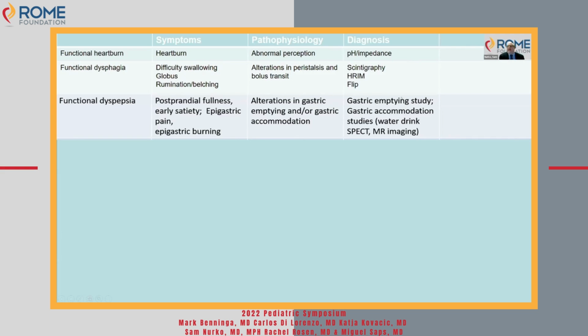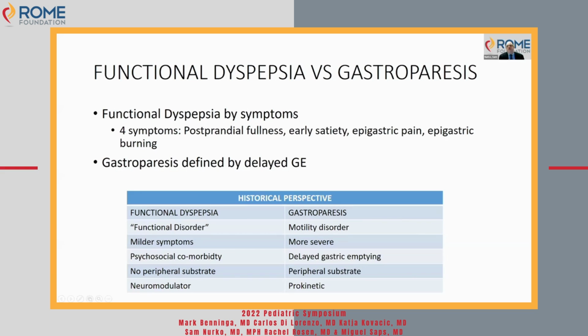So we do have a lot of testing that we can use. We can use gastric emptying. Some people can use accommodation. You can do the water drink test, MR imaging. So what do we know? This is what I consider the historical perspective on where the field has been.